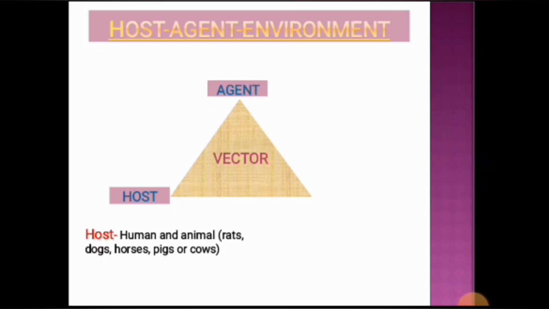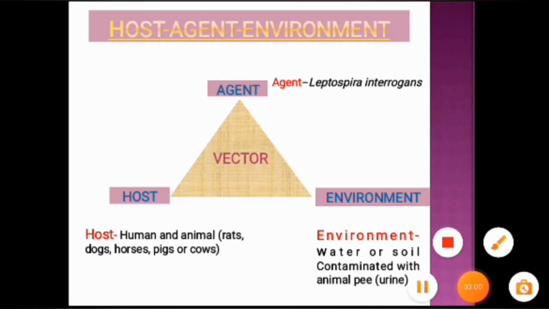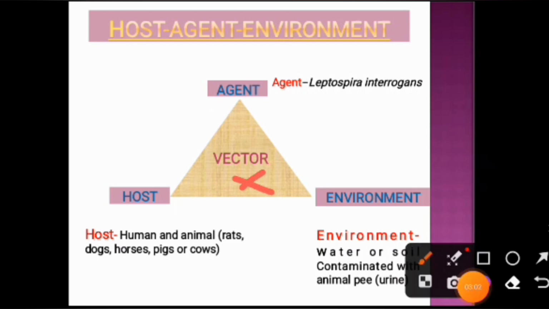Next is the agent. And the agent here is Leptospira interrogans. It is a bacteria. Later we will discuss this bacterium. Okay. And the environment here is the water or soil that is contaminated with animal pee, that is animal urine. And the vector does not play a role in this disease transmission. So, it is not a vector-borne disease.